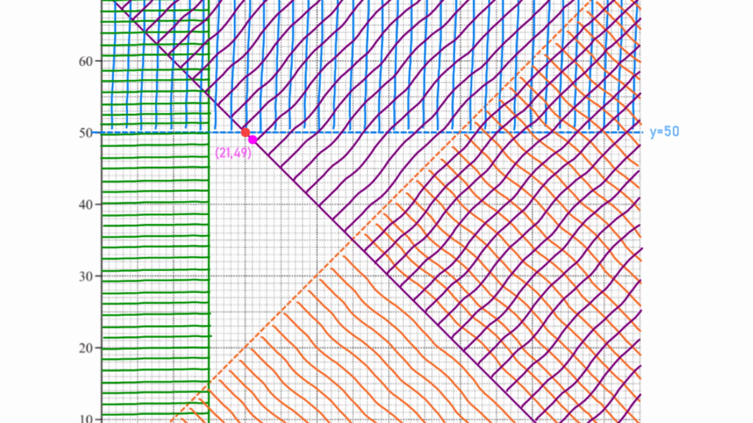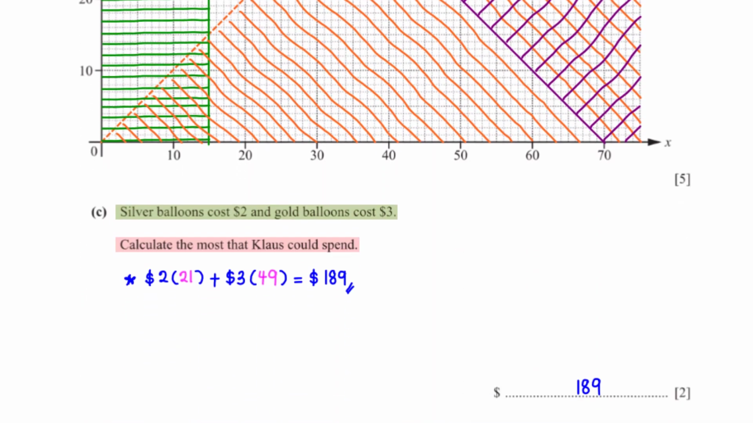This point cannot be (20, 50) because it falls on a broken line. When we move down one step further, we pick the point (21, 49). So $2 times 21 plus $3 times 49 gives us $189.